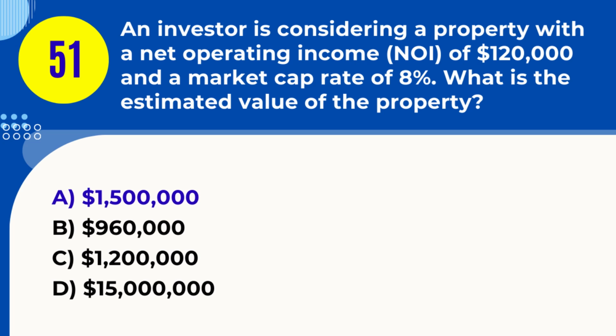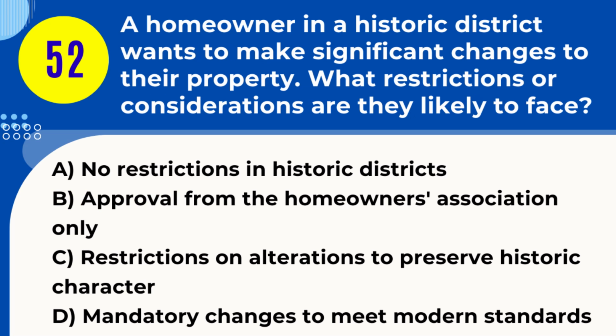Answer. A. $1,500,000. Explanation. The estimated value is calculated by dividing the NOI by the cap rate. $120,000 / 0.08 equals $1,500,000.